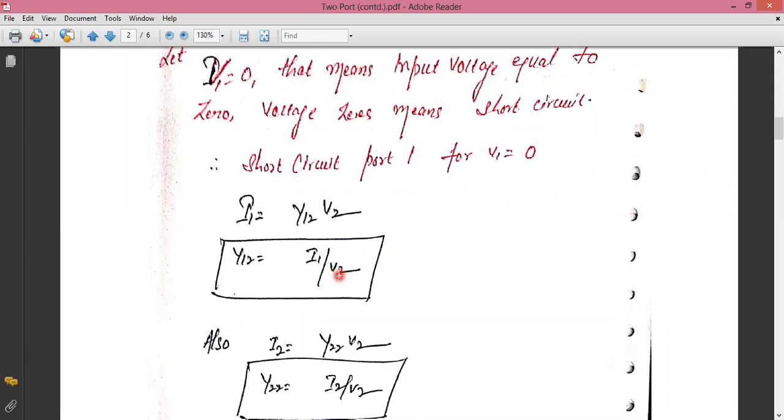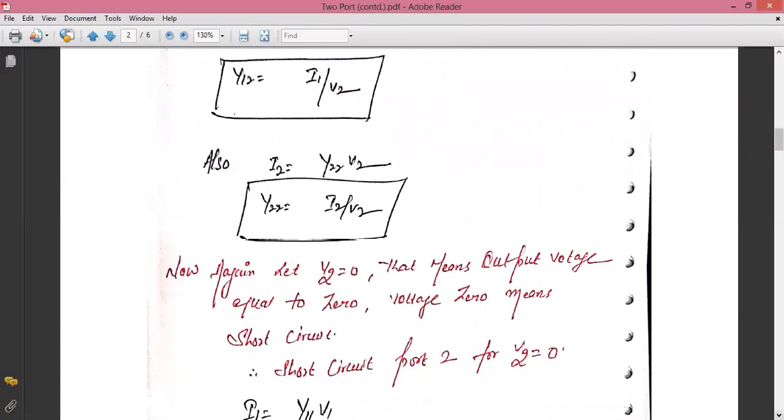That means whenever we get one signal as 0, that signal may be open circuit or short circuit, and we are getting two parameters. So here in case of a Y parameter, when V1 is equal to 0, that means when we short circuit the port 1, we are getting Y12 and Y22, where Y12 is equal to I1 upon V2 and Y22 is equal to I2 upon V2.